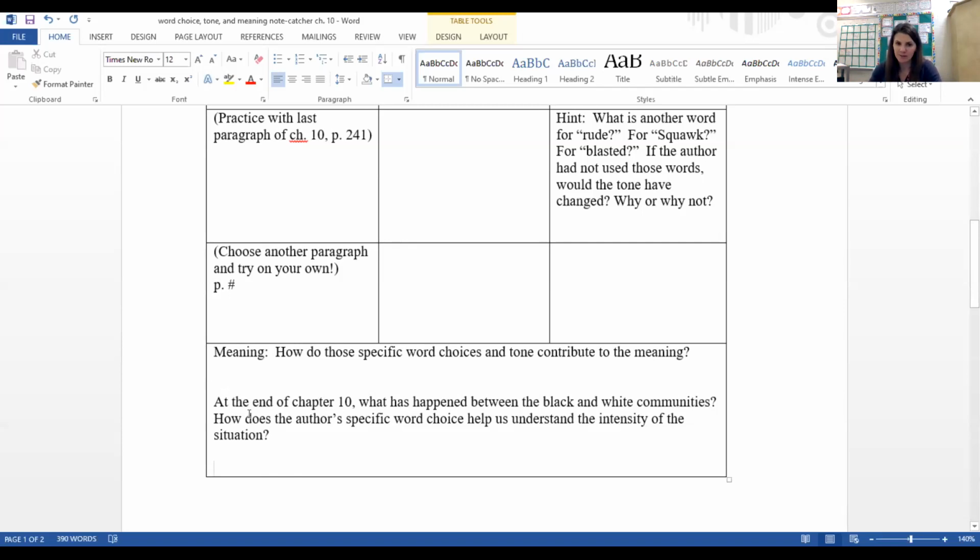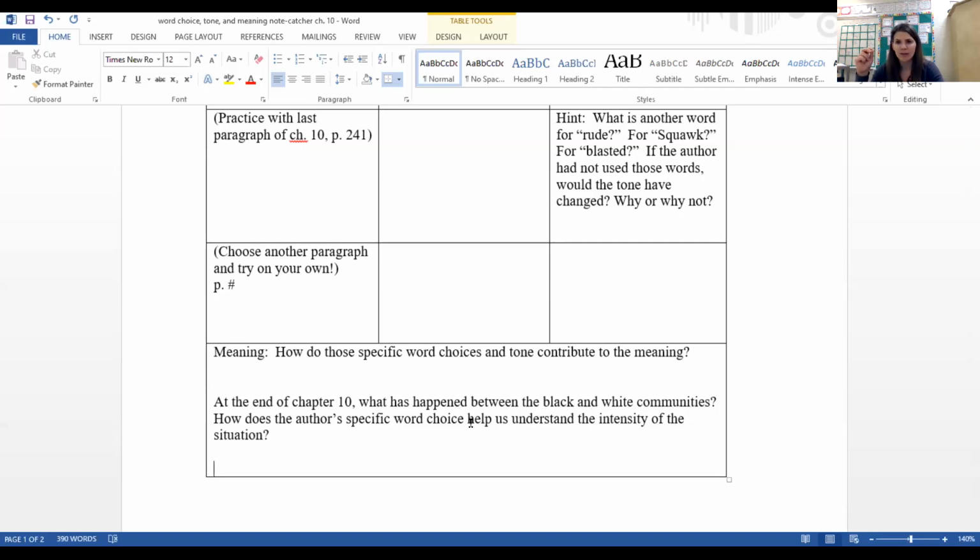At the end of chapter 10, what has happened between the Black and white communities? How does the author's specific word choice help us understand the intensity of the situation? So I said a little bit, but it's very important that you have read this chapter. We know the end of this chapter that they are at like a Black church revival. Okay, it's a big festival, a big party for their church. Usually no whites come to this. RW and Melvin show up, but there's an intensity between that. There's so much more than what I'm stating right now.